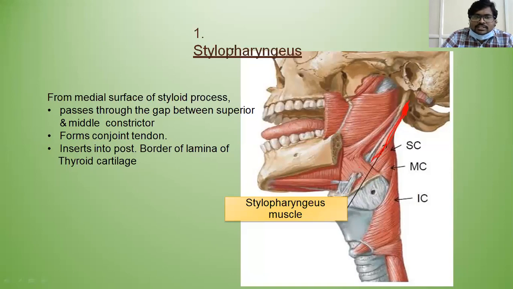This stylopharyngeus muscle combines with the tendon of palatopharyngeus and salpingopharyngeus, and it ultimately inserts into the posterior border of the lamina of the thyroid cartilage. See, on the inner surface.